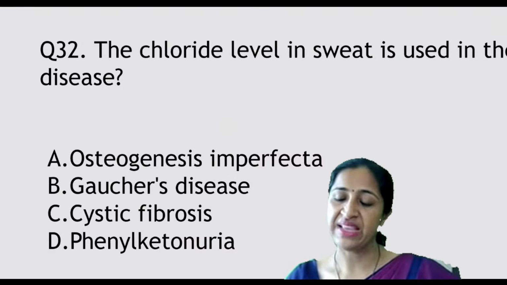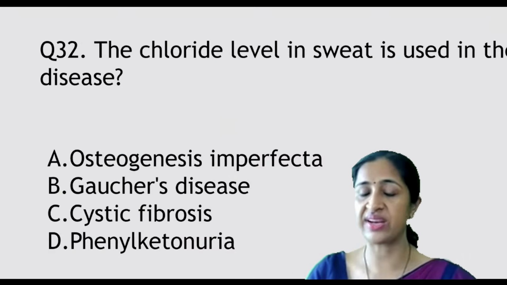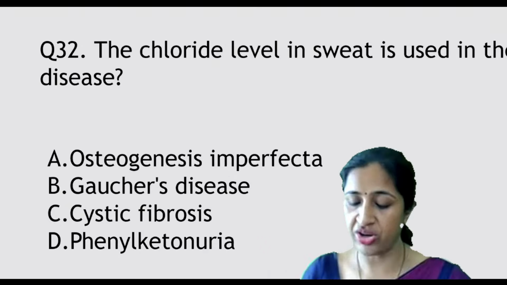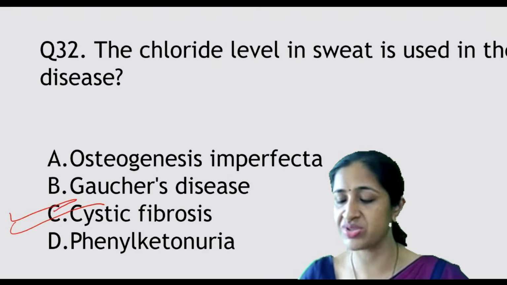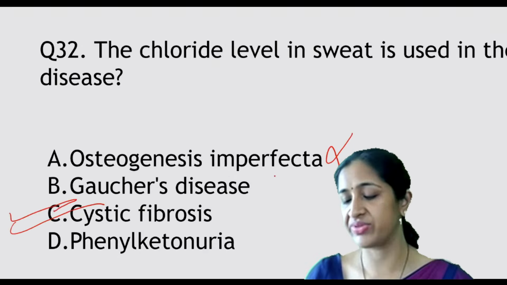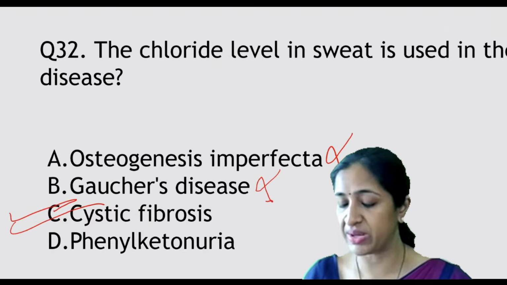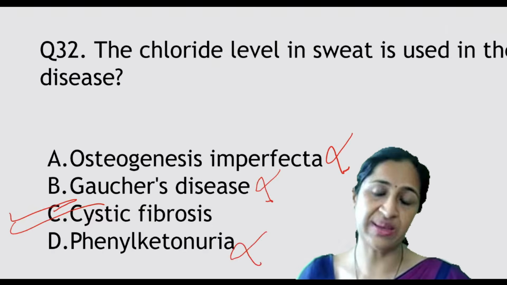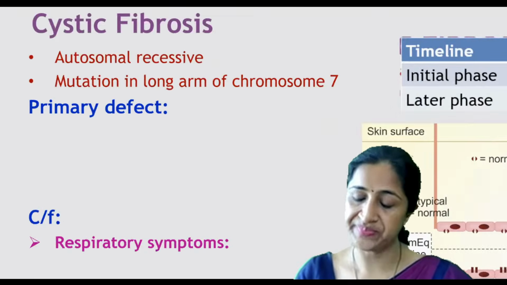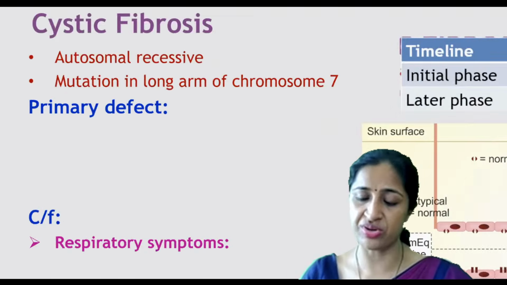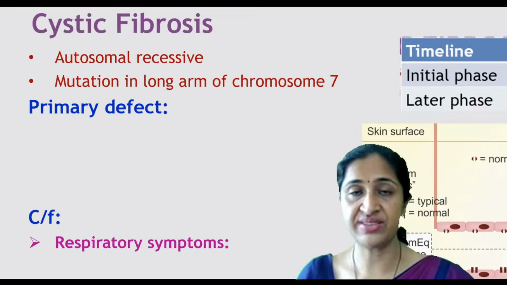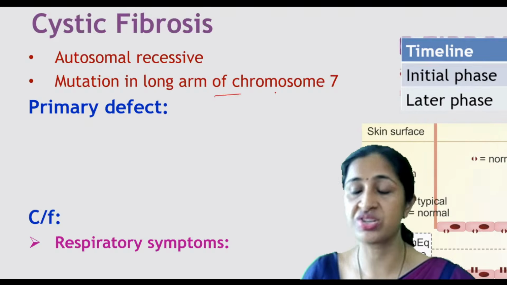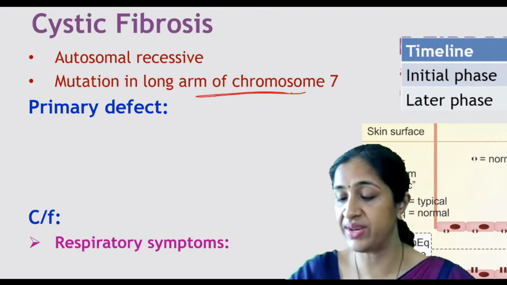Okay. The chloride level in sweat is used for diagnosis of which disease? All of you know. Answer is cystic fibrosis. It is not osteogenesis imperfecta. It is not a neurometabolic disease. It is not an IEM like phenylketonuria. Cystic fibrosis is important. It is autosomal recessive. Remember, the mutation is in the long arm of chromosome 7.